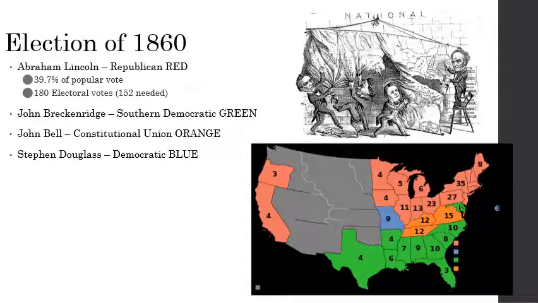So that leads to the final straw, the last event. In 1860, the Republicans nominate a guy originally from Kentucky, but a representative from Illinois. He had never been in the Senate. He was kind of a little bit of a political outcast by that time, named Abraham Lincoln.